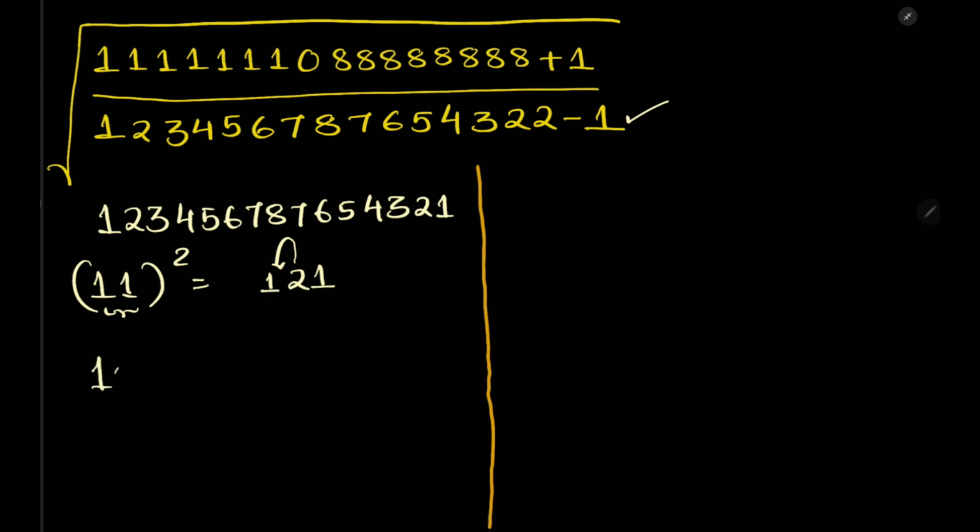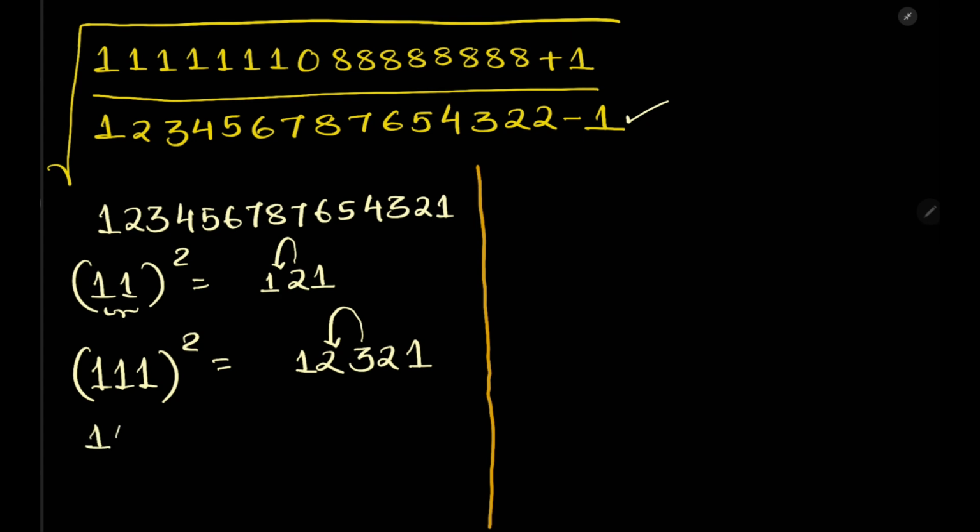Similarly, if I want to find the square of a number where digit 1 is repeated 3 times, as it is repeated 3 times, then I can write down the answer as 1, 2, then 3. Then we have to reduce this digit 3 up to 1. Then I can write it as 2, 1. Hence the answer is 1, 2, 3, 2, 1.